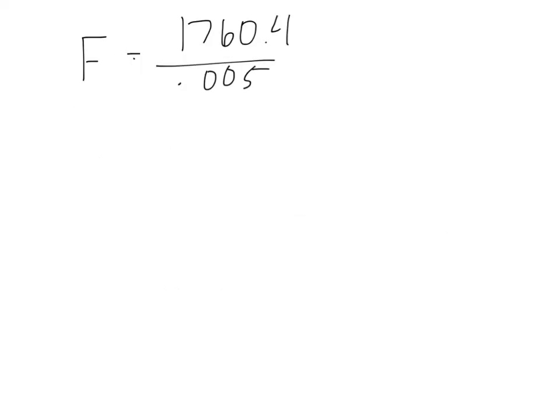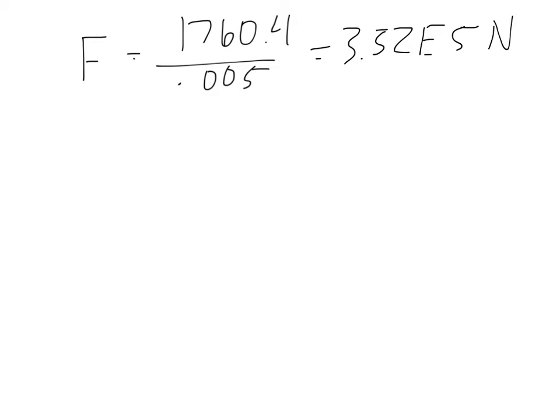Using our force equation again, we're going to divide the impulse, the change in momentum, by the time interval, 1760.4 divided by 0.005. And we get a force equal to about 3.52 e to the 5th newtons. So you can see that the person is still going to experience a tremendous amount of force even though they jumped at the same time as impact with the ground.